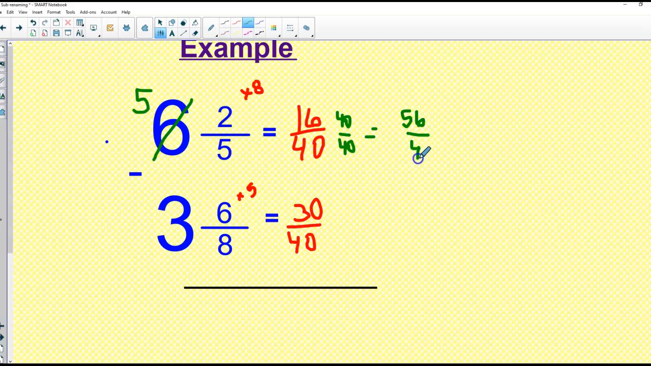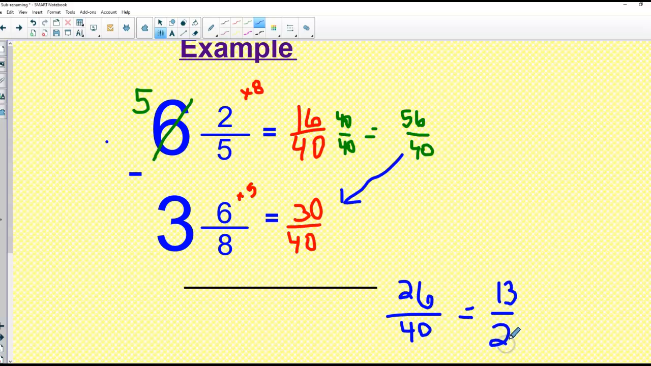And if we look down below, I think we find that we are now able to subtract. Right? So 56 minus 30, you would get 24. Or sorry, you'll get 26/40, which are even numbers and can be reduced, right? It's not improper, but it can be reduced. If I divide by 2, I'll get 13 over 20.